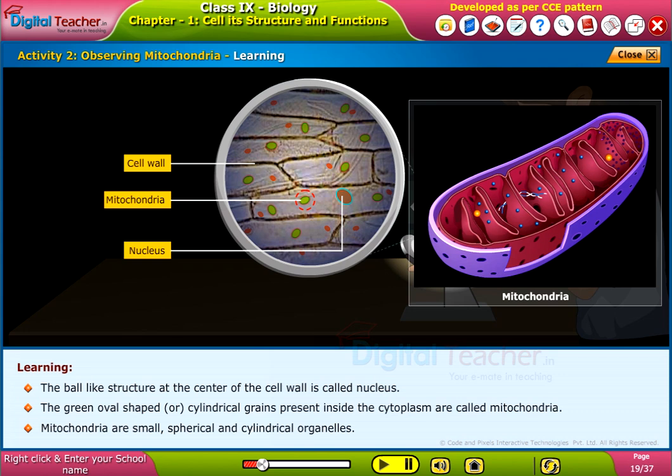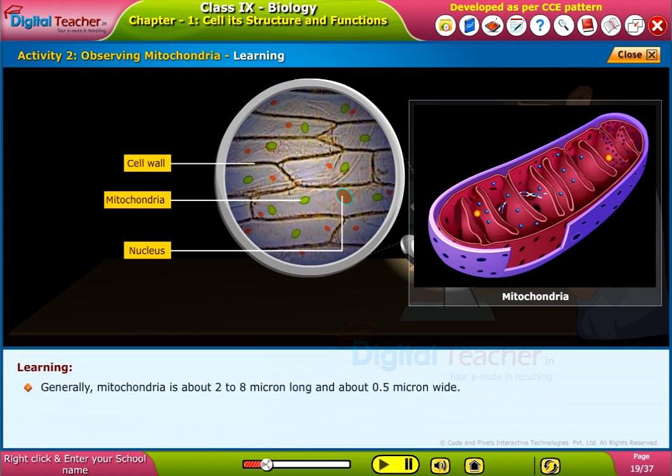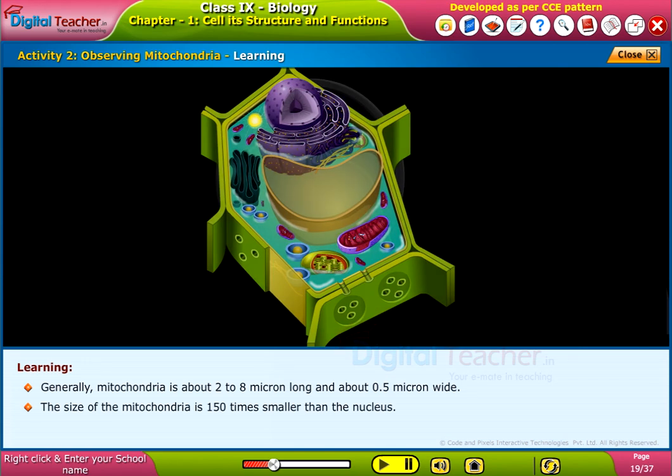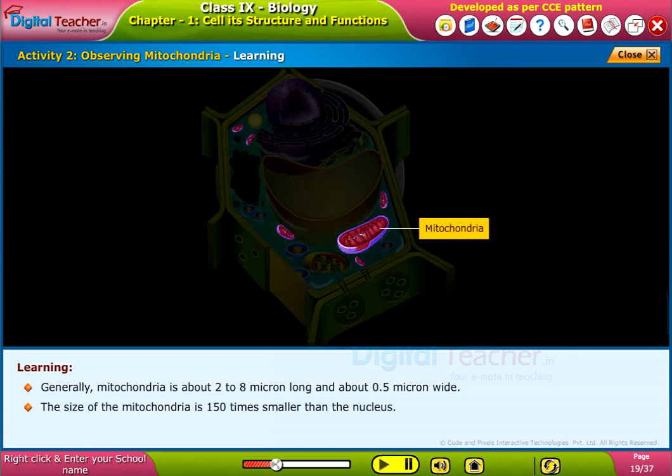Mitochondria are small, spherical and cylindrical organelles. Generally, mitochondria are about 2 to 8 micron long and about 0.5 micron wide. The size of the mitochondria is 150 times smaller than the nucleus. In each cell, there are about 100 to 150 mitochondria.